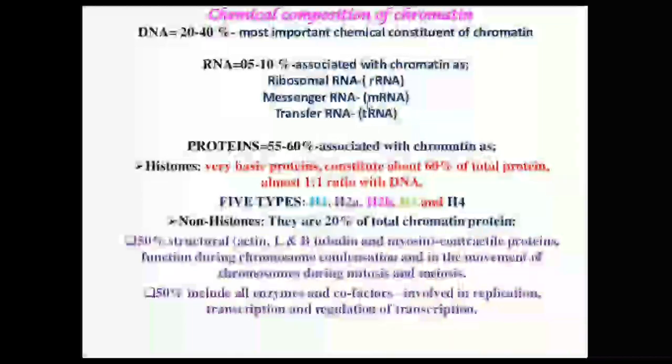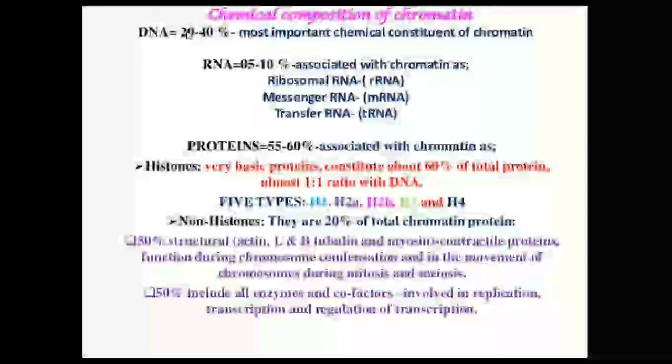So next one is the chemical composition of chromatin. Chromatin is a fiber which has many histone proteins along with DNA, and sometimes it also has RNA. So now we are seeing the chemical composition of chromatin. Chromatin has DNA, RNA, and proteins, proteins like histone proteins.